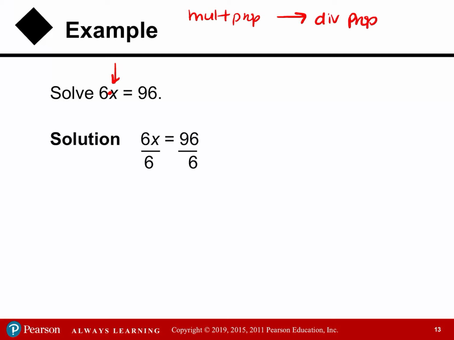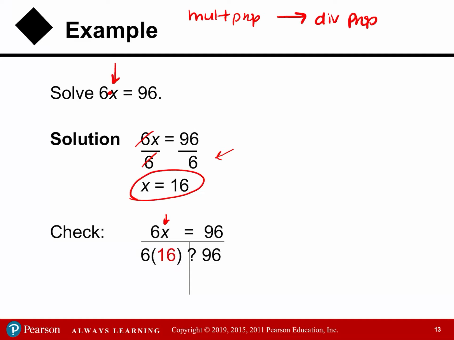But remember, what I do to one side of my equation sign, I have to do to the other. So 6 divided by 6, that's 1, and I see it again on my other side. So I'm left with 1x equals 96 divided by 6. Let's punch it into our calculator. We get 16. All right, let's make sure that's true. 6x equals 96. Let's replace x with 16, because that was our answer. And we see it holds true. So multiplication property and division property work out.